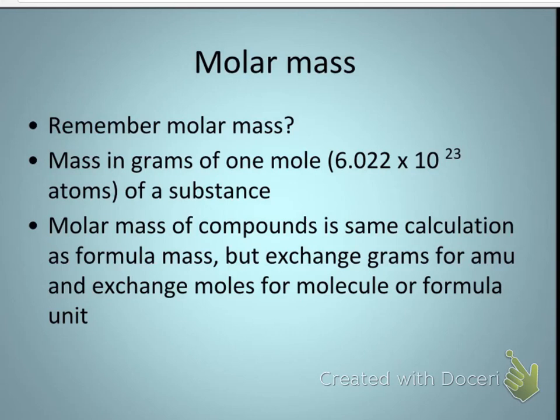So molar mass was the mass in grams of 1 mole of a substance, and we did, 1 mole of carbon is 12.01 grams. Well, now we can look at a mole of ammonium chloride, a mole of ammonium phosphate, a mole of sodium chloride. And it's the exact same calculation we just did for formula mass. You're just now calling it molar mass, and instead of AMUs and molecules, you're talking about moles and grams.